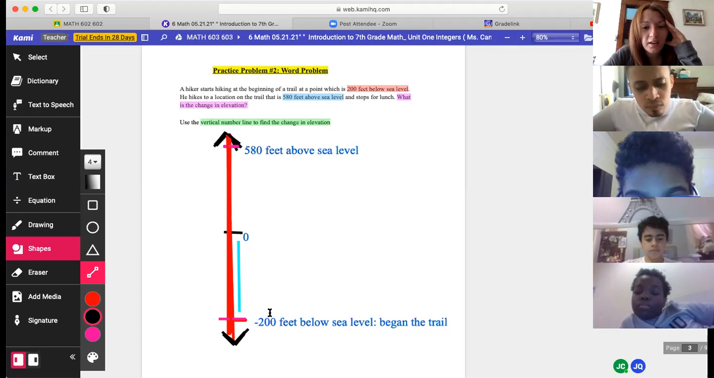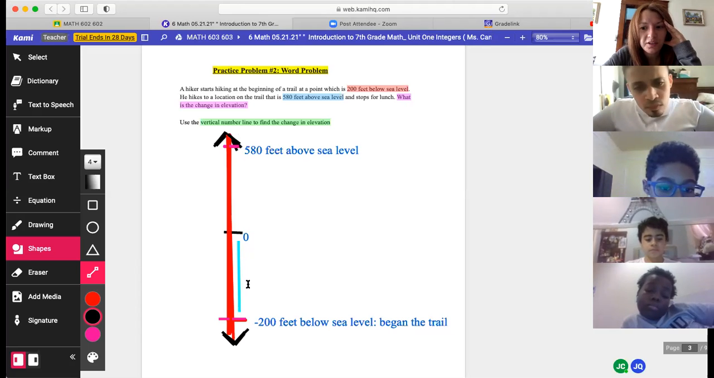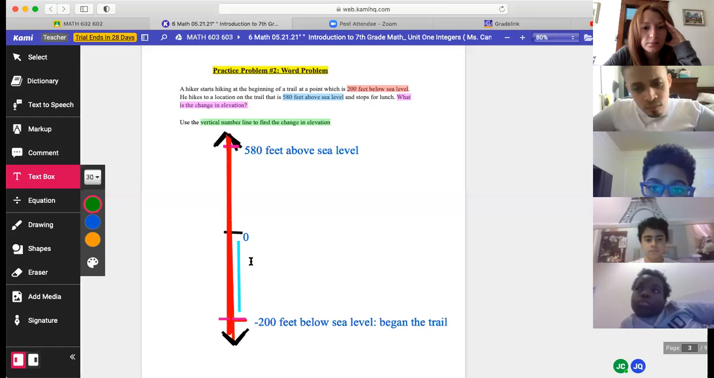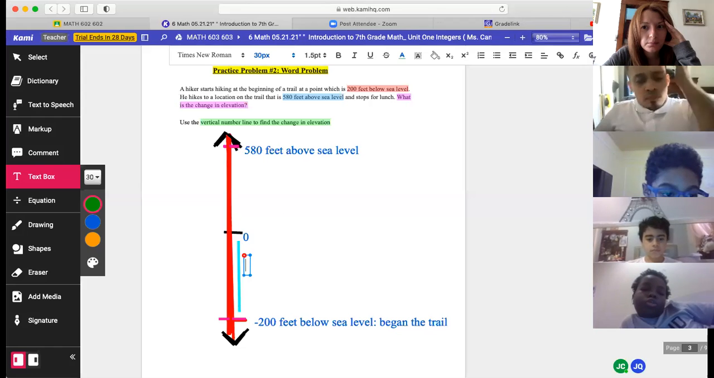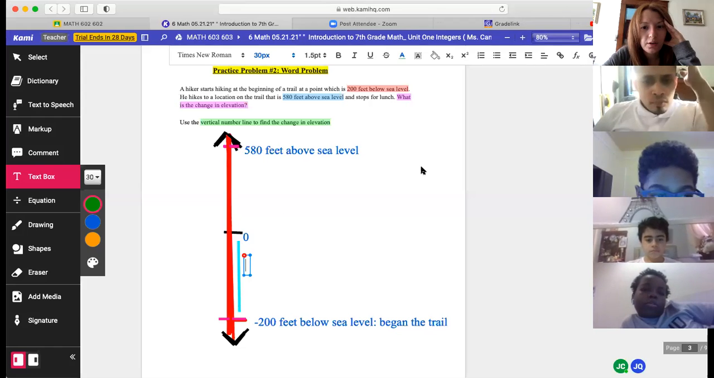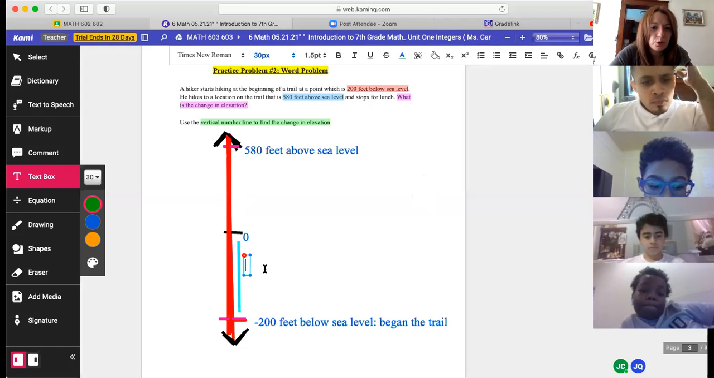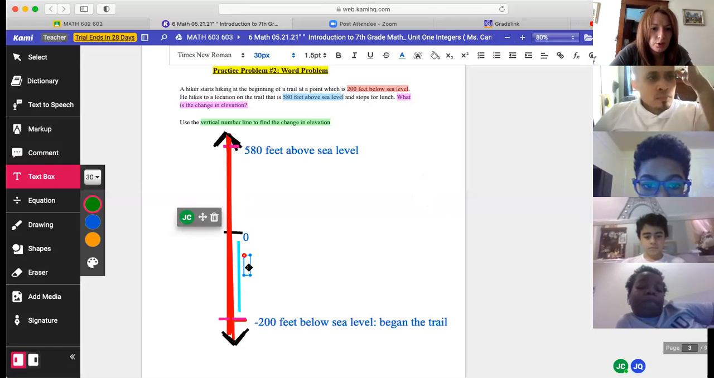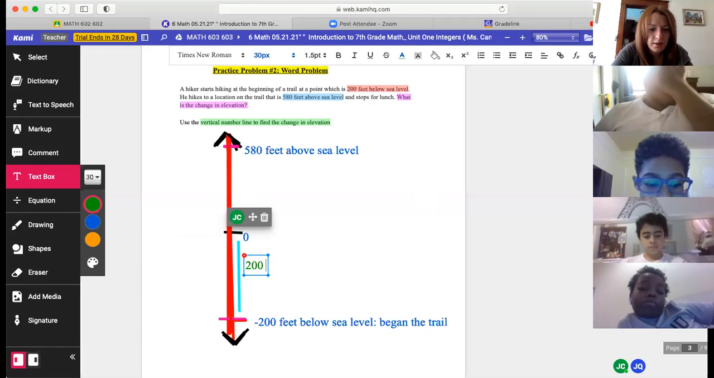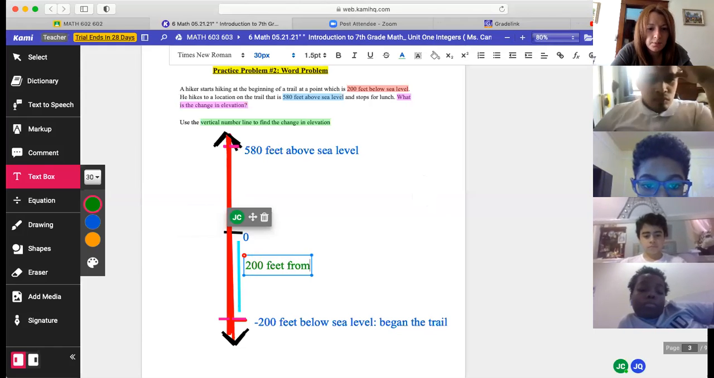so we start at negative 200 feet below. That's where we begin the trail. Alan, how far is negative 200 from 0? How many hops is negative 200 from 0? It's 200. Okay. So we know that we have to go 200. This is 200 feet from 0.